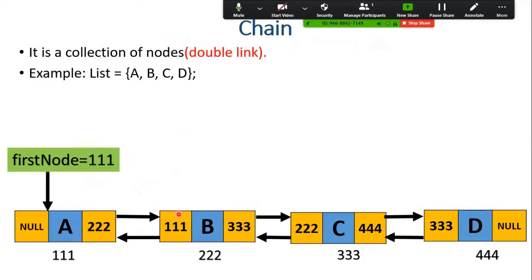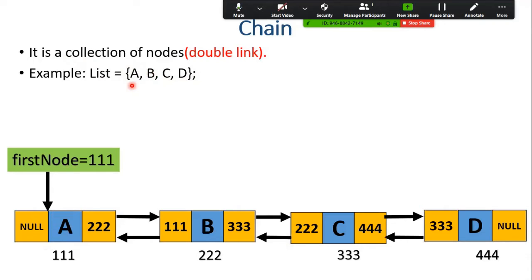Let us discuss what a chain is. In the previous slide we discussed what a node is. What is meant by a chain? It's a collection of nodes which are interconnected. Let us take an example. I have taken a list, that is A, B, C, D. Each element requires one node. Look at this. I have taken four elements in this list, so each element has a separate node.